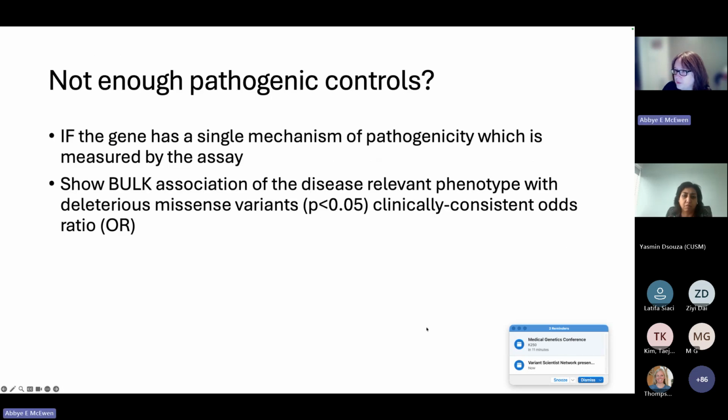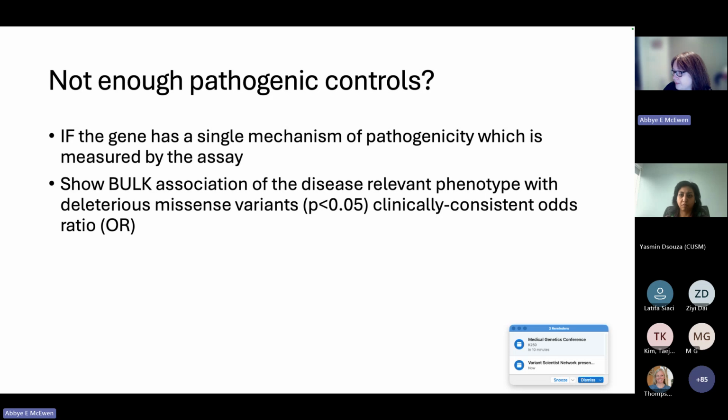So the other question we get is, what if there are not enough pathogenic controls? And this bites me often because for a lot of our cancer genes, missense is not really a well-established mechanism of disease. So there are a lot of truncating and splicing variants in ClinVar databases, but there just aren't enough bona fide pathogenic missense variants. So how do you prove that your assay is even picking up on missense as a bona fide mechanism of disease?